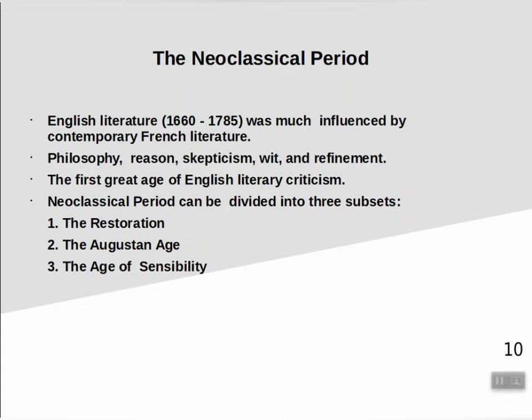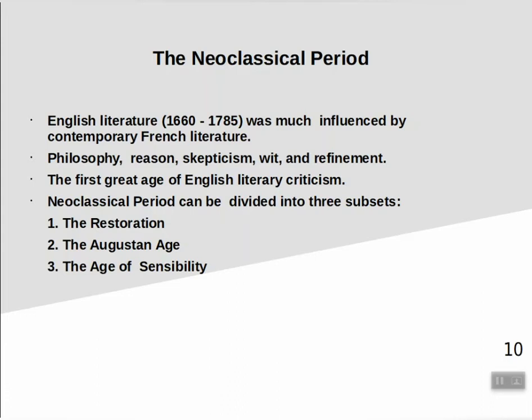The neoclassical period of English literature, 1660 to 1785, was much influenced by contemporary French literature, which was in the midst of the Great Age. The literature of this time is known for its use of philosophy, reason, skepticism, wit, and refinement. The neoclassical period also marks the first great age of English literary criticism.